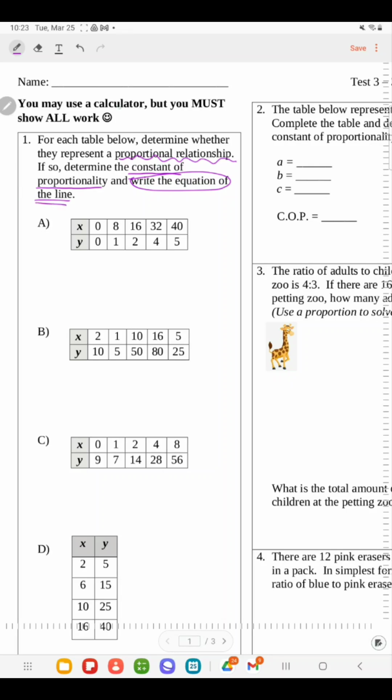And remember the formula for the COP. So the COP, constant of proportionality, formula is y over x. So we'll take any y pair and put it over the x that goes with it and see what the number is. If the number comes out the same the whole time, then yes, it has a constant of proportionality and a proportional relationship. And secondly, the equation of the line is y equals kx, where k is your COP number. Whatever you got for that is your COP. Okay? All right, let's go ahead and try some of these.